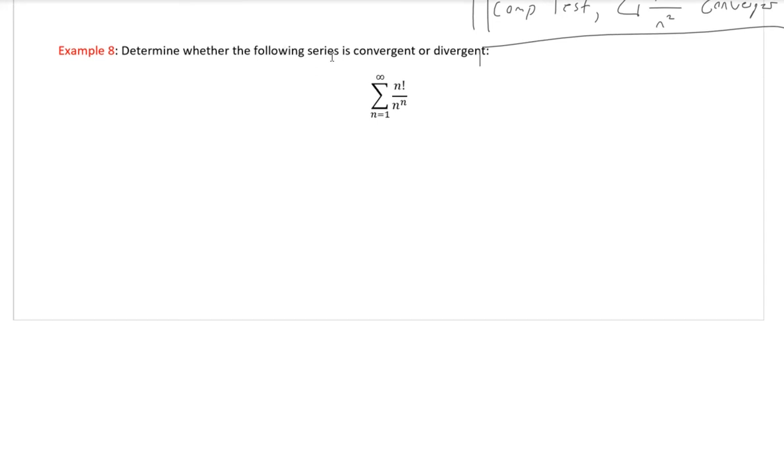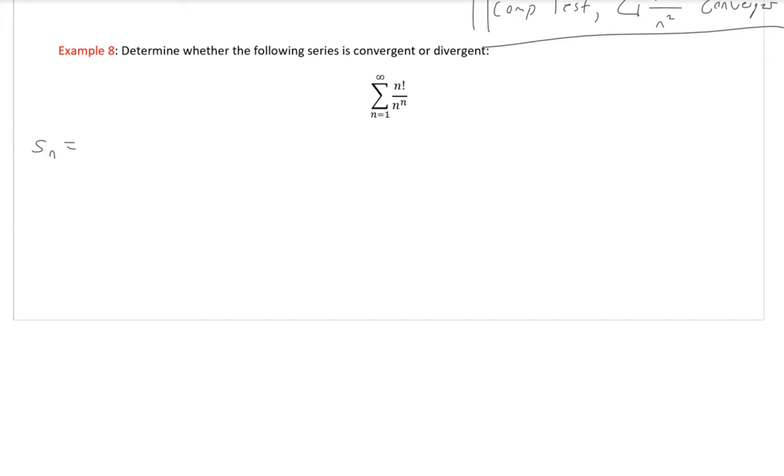Now, as a last example, we're going to determine if this series is convergent or divergent. We have n factorial over n to the n. That's going to be really, really weird. Now, we're not too familiar with that, so maybe let's try writing down some of these terms. Let's think about what the partial sums look like.